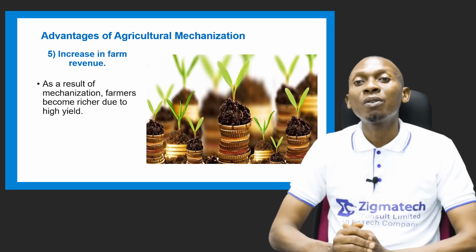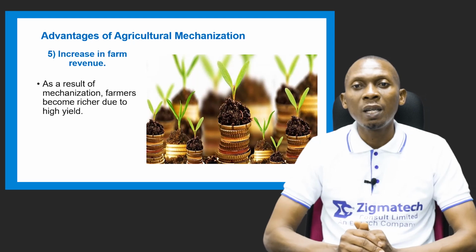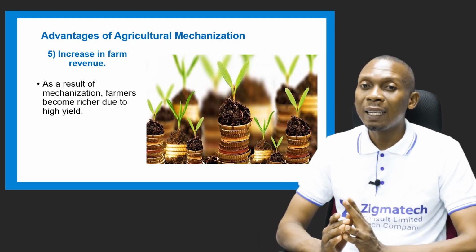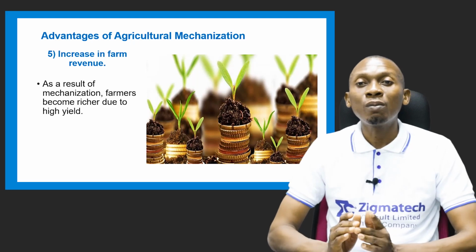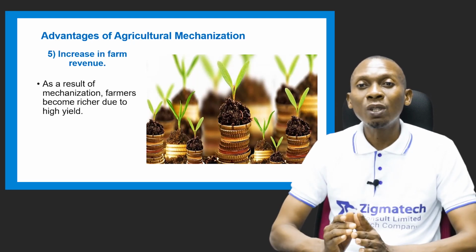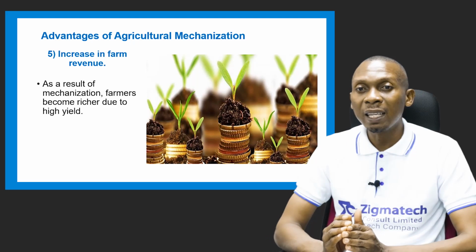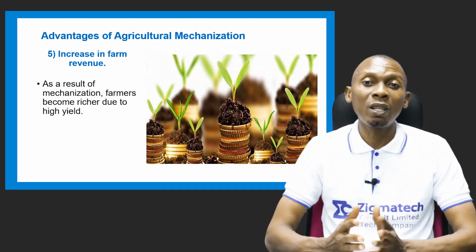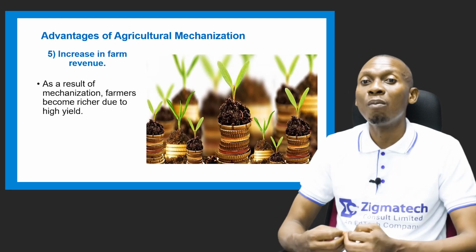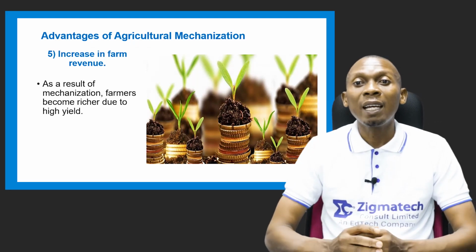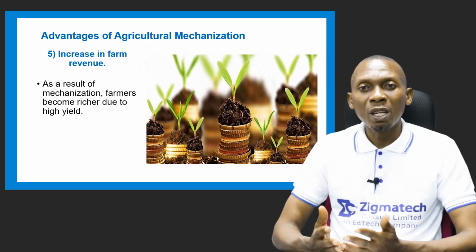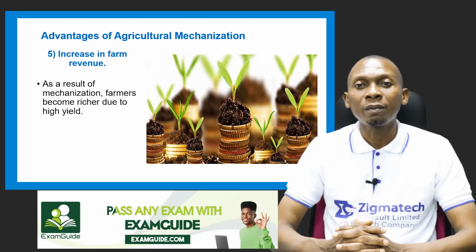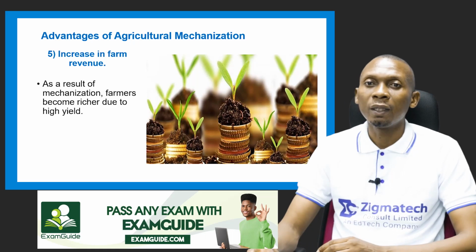It can also help to increase the farm revenue. Now the farmers are able to achieve more, they're able to cultivate larger areas of land, they're able to carry out operations on the farm more timely and more efficiently, so they're able to produce more. And as a result of this, they have more to sell, to make profit, to make money. So this can help to make the farmers richer due to high yield.